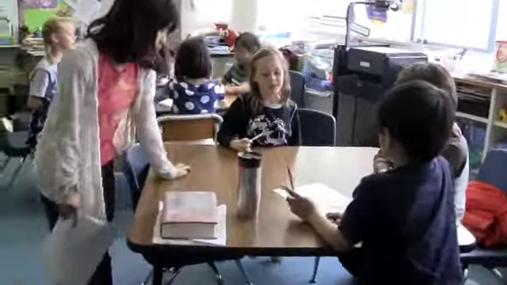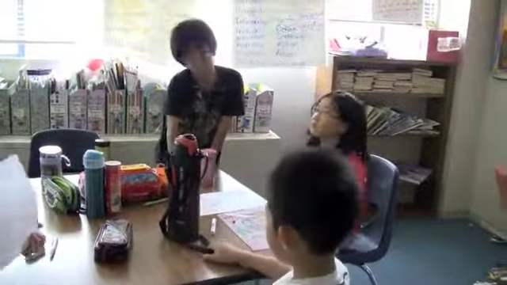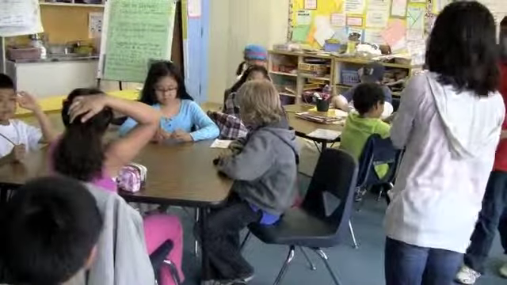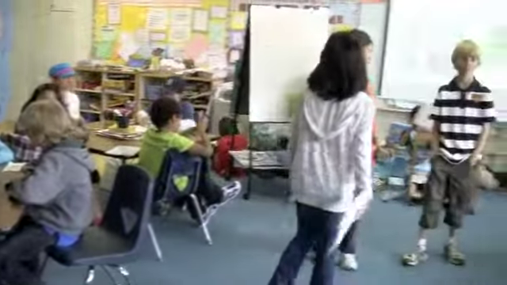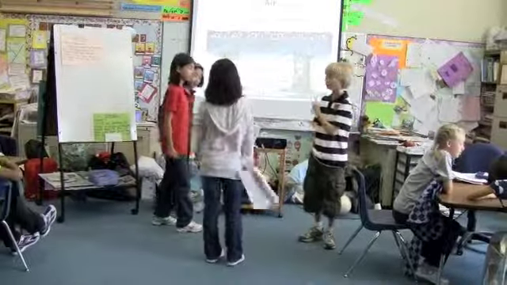What happens if we consume too many trees? We have no oxygen to breathe, so we have no more air. Good. Animals that live in trees will lose their homes. Good. Animals do not have any food. And owls as well. The next natural resource? Air.